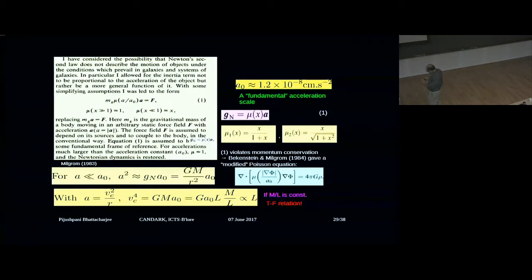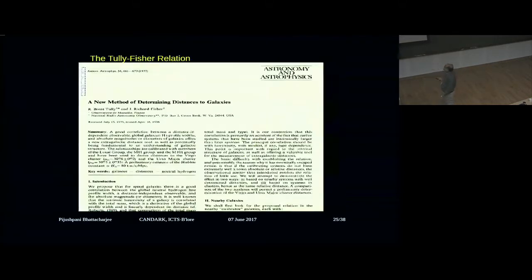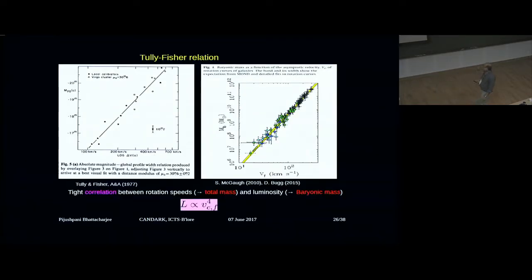Now this systematics was known a long time ago, in 1977, when two people, Tully and Fisher, wrote a very important paper, now called the Tully-Fisher relationship. They observed a relationship between the width of the line profile, for example the 21 centimeter line, which is directly related to the circular rotation speed, and the absolute magnitude, that is the total luminosity, the total luminous mass in the system. There is a nice correlation. This can be translated to a relationship between the asymptotic flat rotation speed and the baryonic mass in the system. A nice tight correlation.